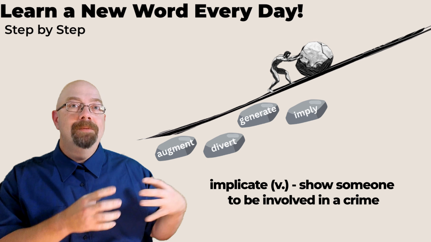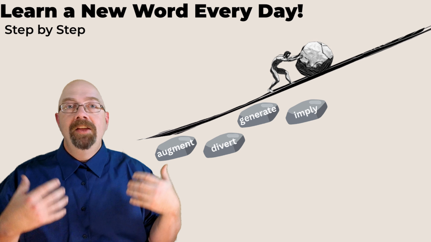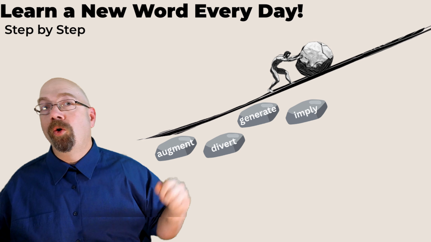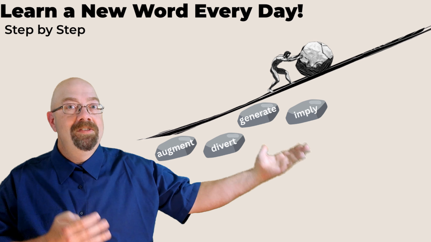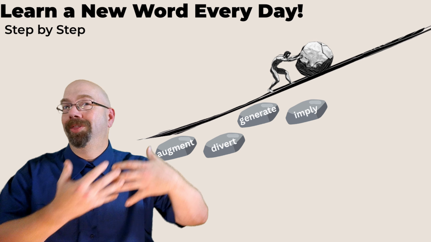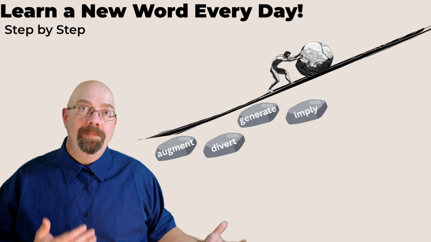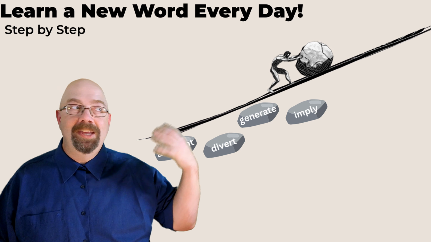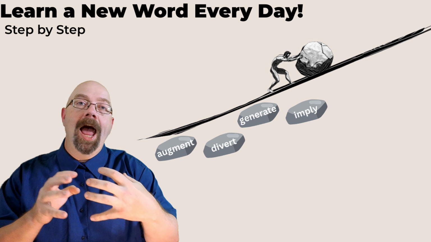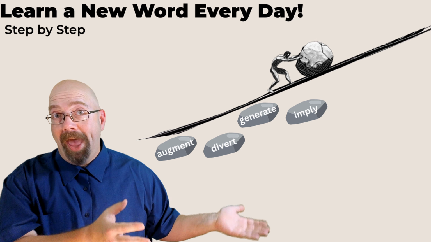Implicate and implication are two words that we get from the word imply. To implicate is to say that someone did something wrong or to hint that someone did something wrong. To implicate someone means that I say something that might make someone else look bad, to implicate them in a crime, for instance. That's the implication. So the implication is when I say something that might make something else look bad.